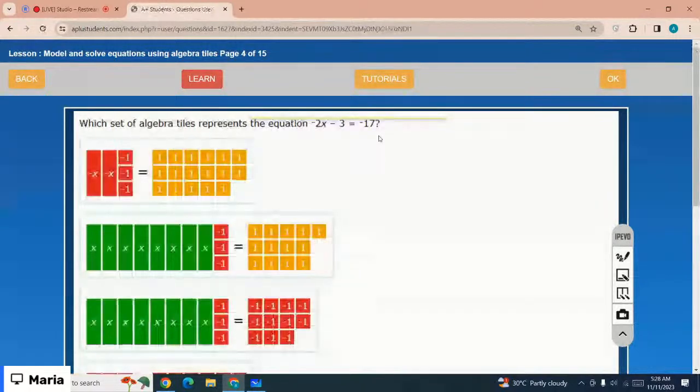Which set of algebra tiles represents the equation negative 2x minus 3 equals negative 17? Which is the correct option?